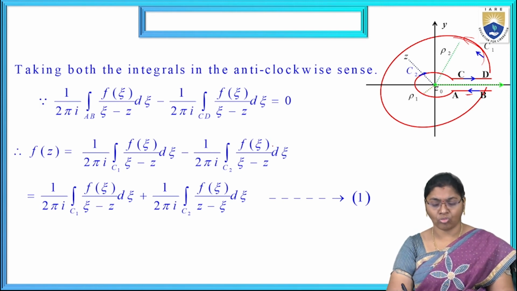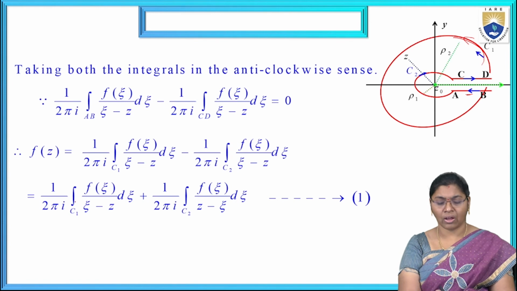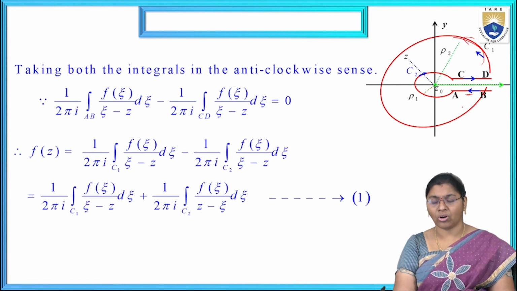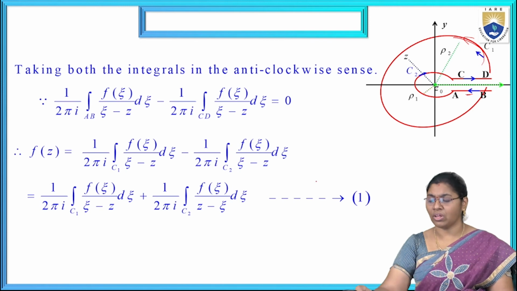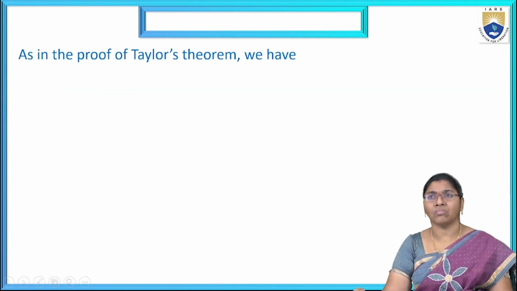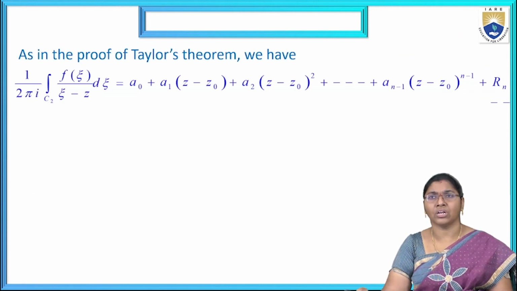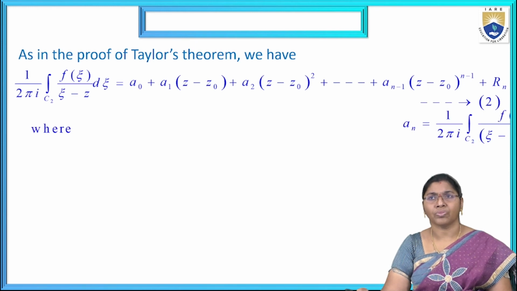Now adding these two conditions, finally we get 1 by 2 pi i integral over C1 of f of z by z minus z naught dz plus 1 by 2 pi i integral over C2 of f of z by z minus z naught dz. That is equation number 1. Now applying this case in another Taylor series expansion, we get the solution.